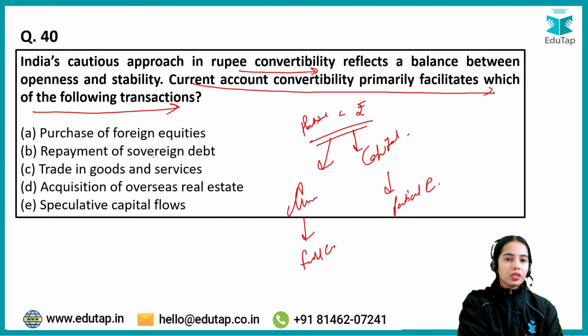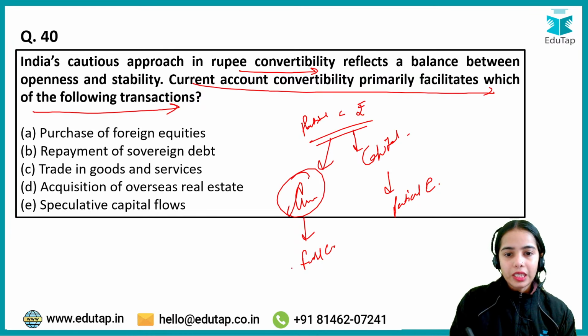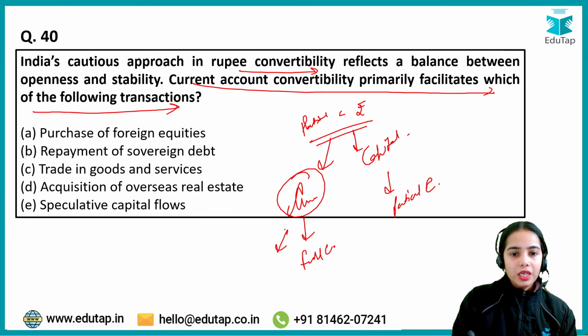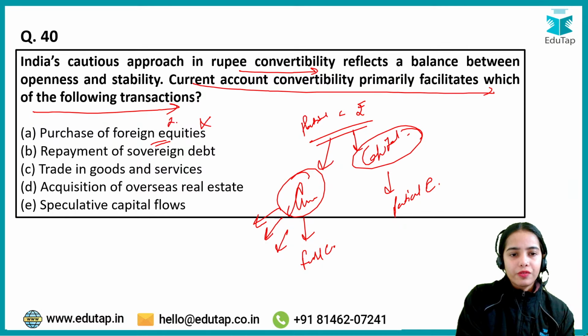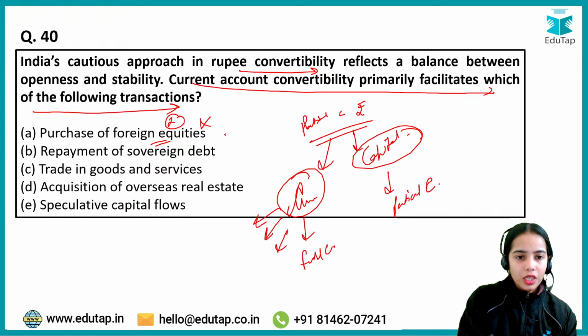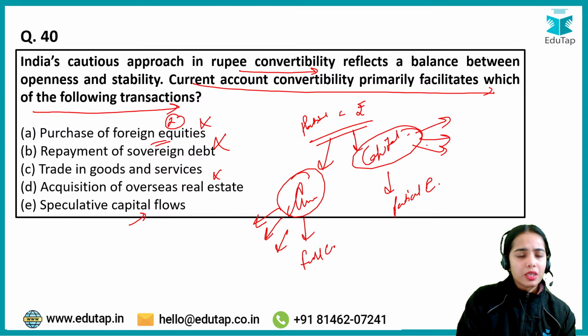So in the current account convertibility, it primarily facilitates which of the following transactions? Current account convertibility covers trade in goods, trade in services, and transfer payments. Foreign equity comes under capital account. Foreign investment comes under capital account. Debt comes under capital account. Borrowing and investment come under capital account. Real estate comes under capital account. Speculative capital flows, the investment, come under capital account.